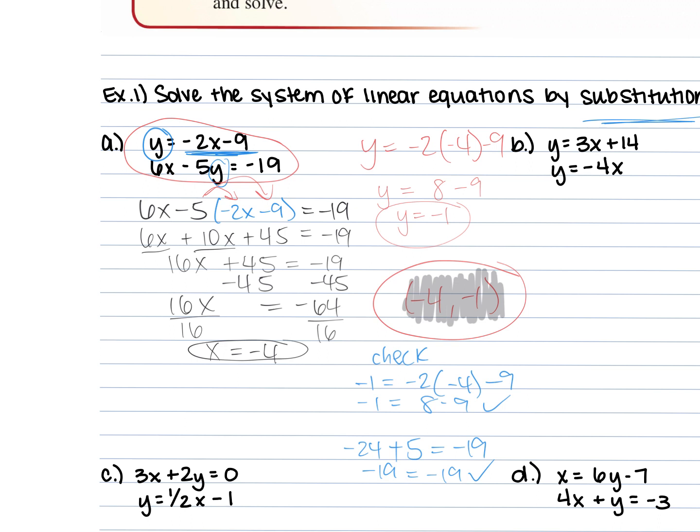Who already feels like they're kind of falling in love with substitution, more so than graphing? Yeah, I figured it was going to be a few of you, okay?